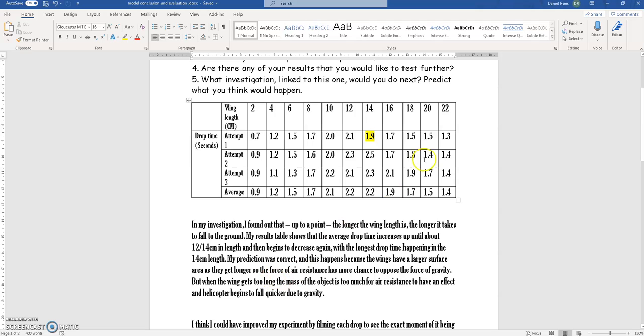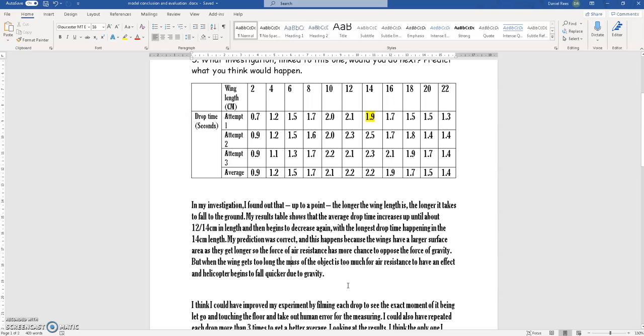But when the wing gets too long, what I think is that the mass of the object is too much for the air resistance. Remember, mass is just the word we probably should use instead of weight. The mass of the object. So that's too much, so air resistance doesn't really have an effect. It's too heavy and just falls more quickly because of gravity. So that's my conclusion, that bit there.